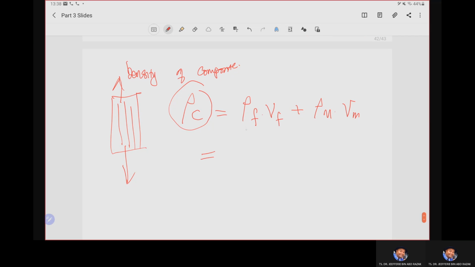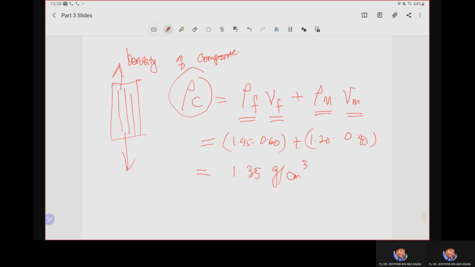So just plug in the values given, rho F, VF, rho M, and VM. 1.45 times 0.60, plus 1.20 times 0.40. So what you get is 1.35 gram per centimeter cube.